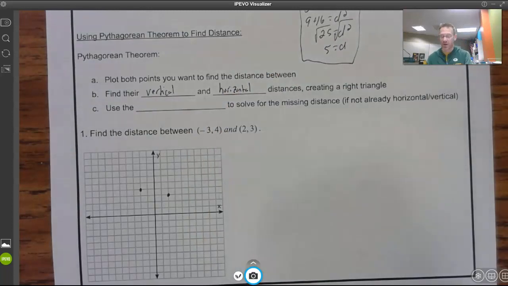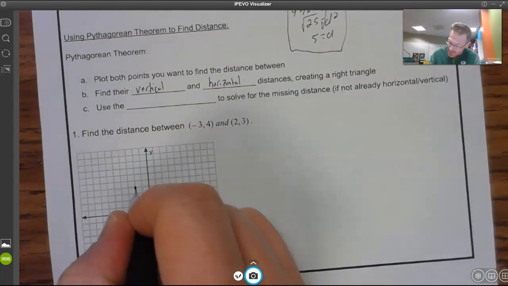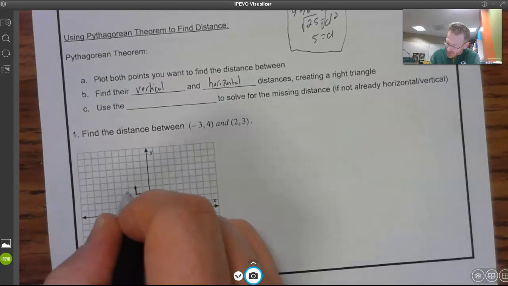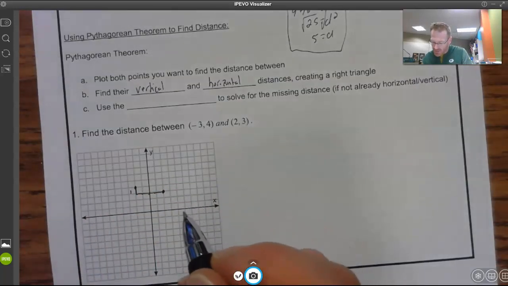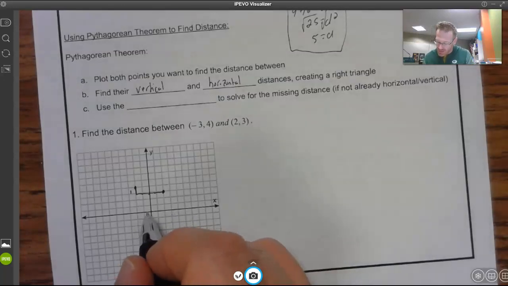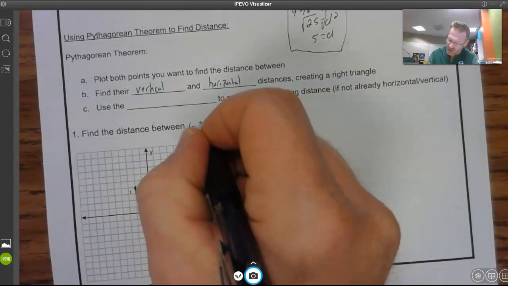All right, creating our right triangle. And so notice, I'm just going to draw this in right here. So that's 1, 1, 2, 3. I plotted the point wrong. Oh, I did. So, all right, we're going to change it just for my example here.